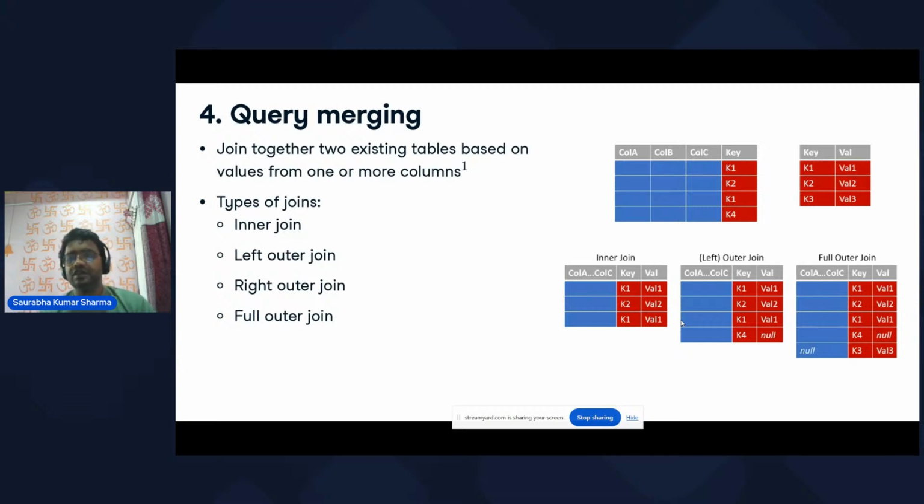Second table is key and value. So if you are merging this with inner join, you can see key 1, value 1, key 2, value 2, key 1, value 1, right? If it is left join, then key 1, value 1, key 2, value 2, key 1, value 1, key 4, null, because this value does not exist in the second table.